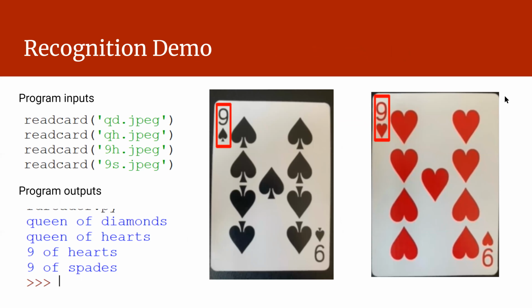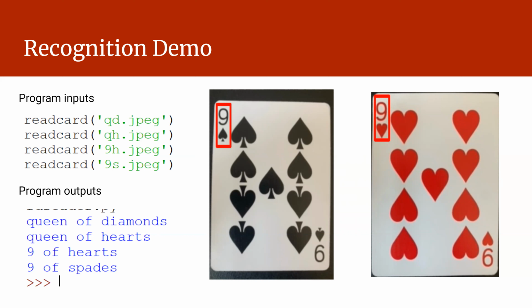This is a demo of the updated recognition software. Essentially, ReadCard is the name of the Python program. And here I've manually inputted qd.jpg, which means that it's an image of the Queen of Diamonds, QH is Queen of Hearts, 9H is 9 of Hearts, 9S is 9 of Spades. And you see the program outputs accurately identifies the cards.